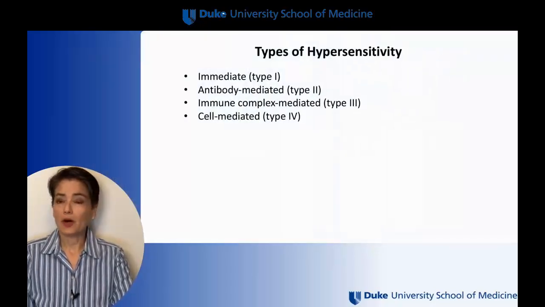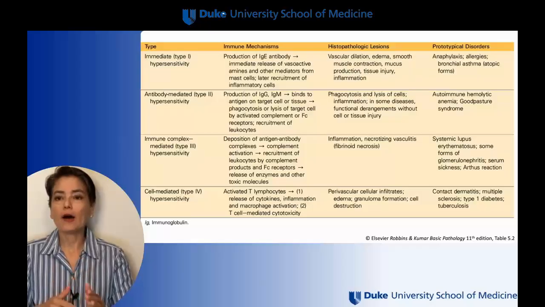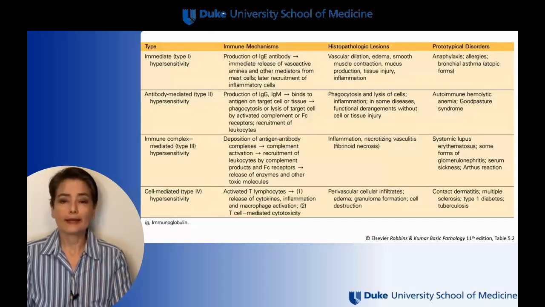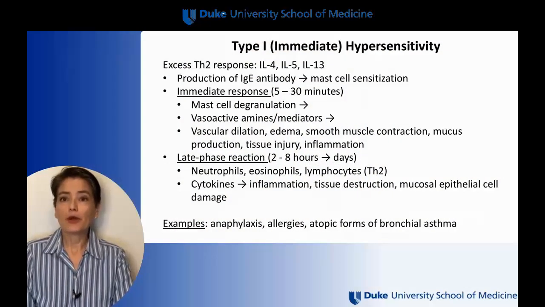So as you are well aware, there are four types of hypersensitivity: immediate or type 1, antibody-mediated or type 2, immune complex-mediated type 3, and cell-mediated type 4. Now this is a table from your textbook, Robbins-Kumar, Basic Pathology. And I'm not going to go through this now. I'm going to work through this in the video, but this is a really excellent resource that you can use for review. So let's begin with our type 1 immediate hypersensitivity.